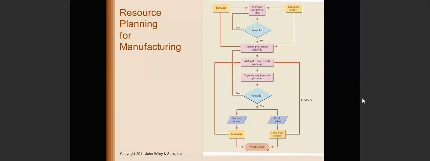In the material requirement planning, we assess our capacity and our inventory. Does our current inventory support the production planning, which uses items, components, and sub-assemblies in the process? So the next level is to do the capacity requirement planning.